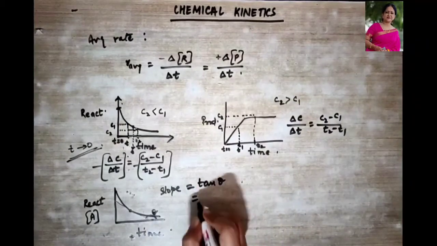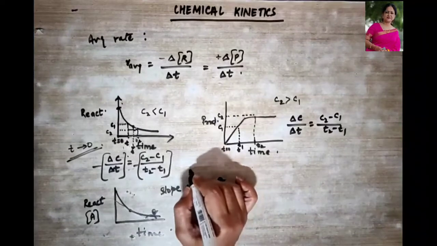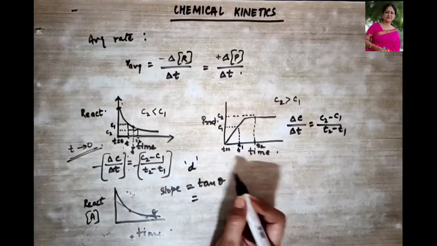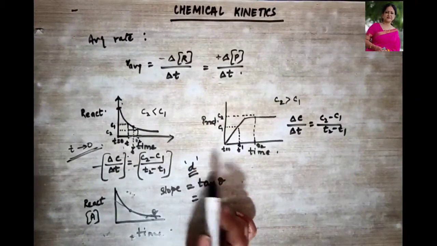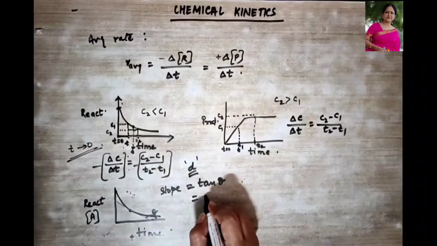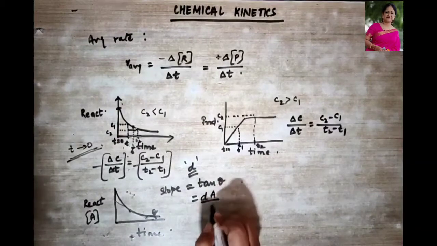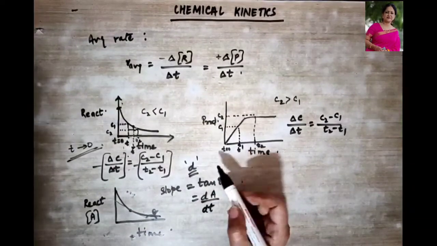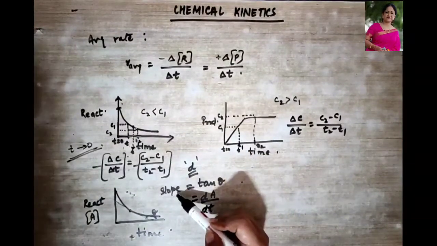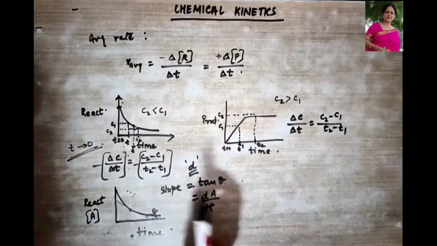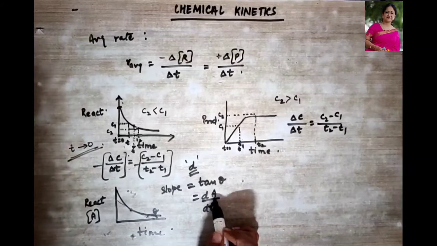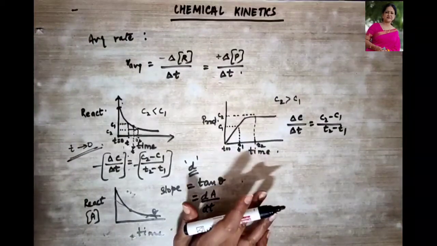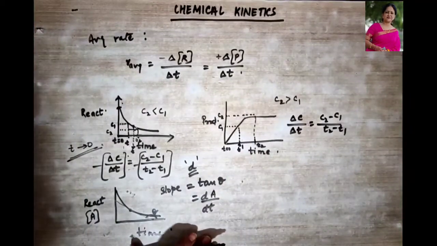Clear? So as I told you, the instantaneous rate of reaction will now be represented not with delta but with D. So what can we write? It will be dA upon dt. And always remember that the slope of this line is always equal to the change in concentration with respect to the change in time. I hope this point is clear.